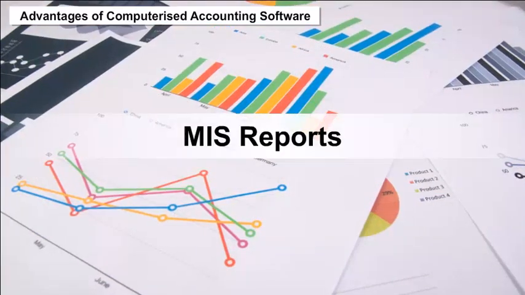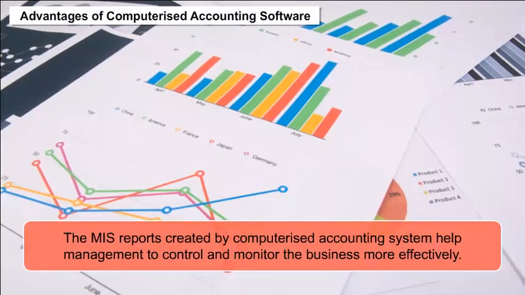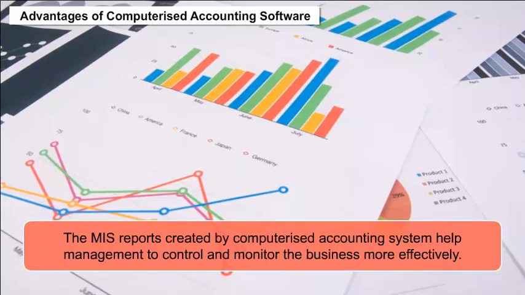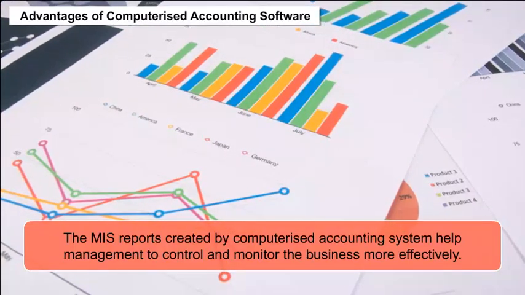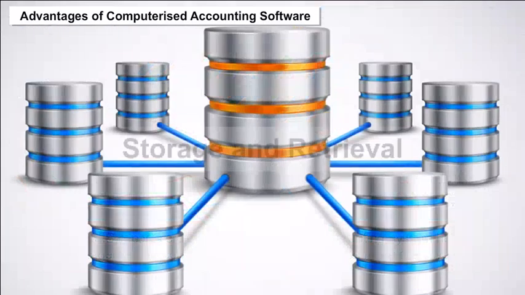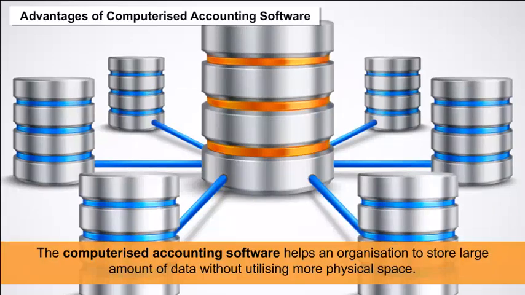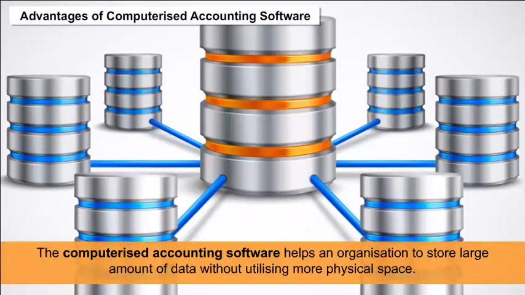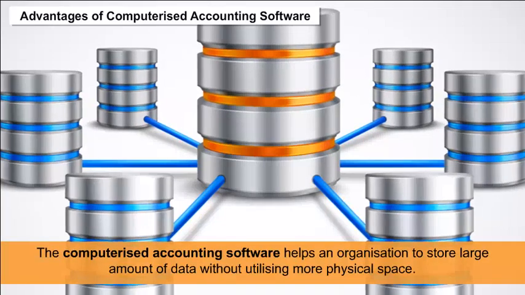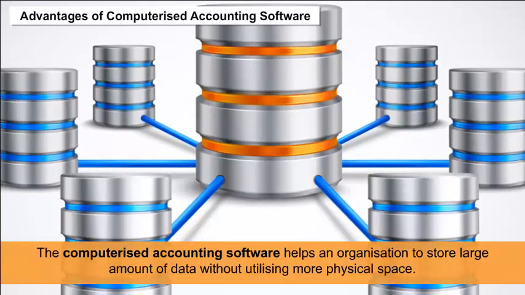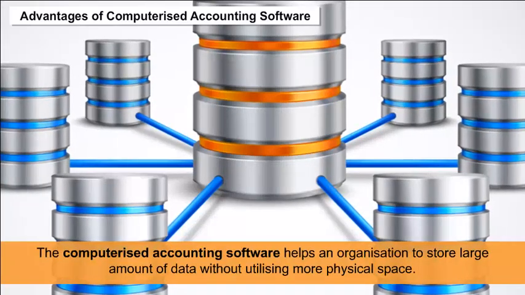MIS reports. The MIS reports created by computerized accounting system help management to control and monitor the business more effectively. Storage and retrieval. The computerized accounting software helps an organization to store large amount of data without utilizing more physical space, and data can be easily retrieved as and when required by the user.